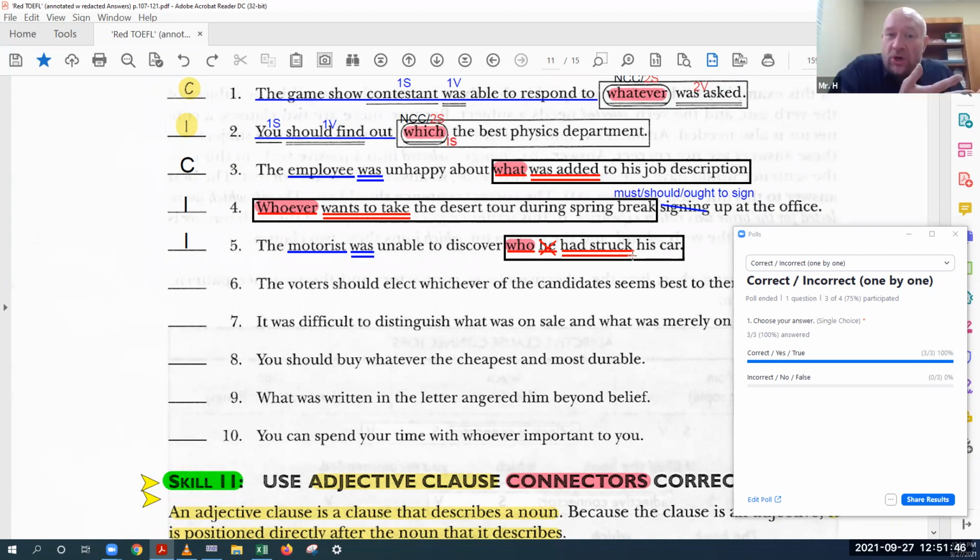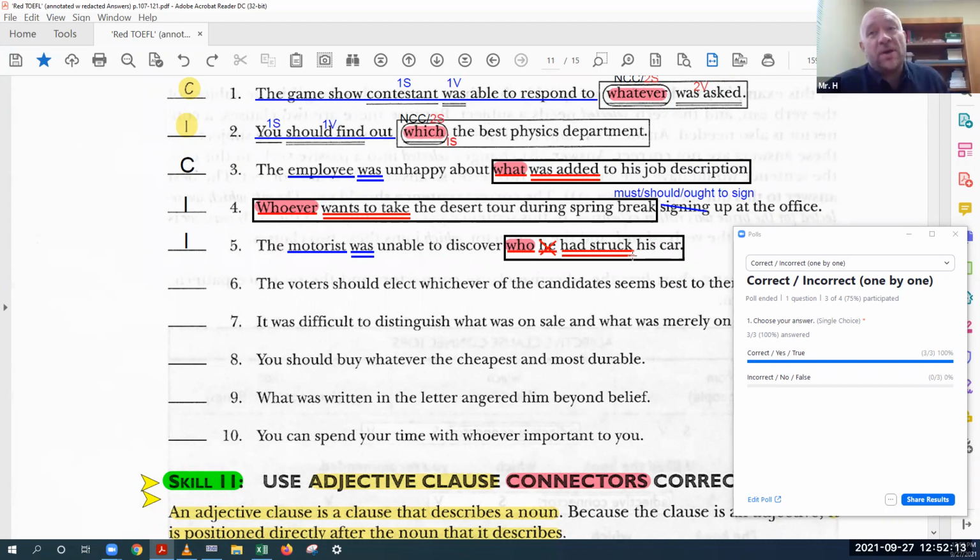So if I don't know who had struck and I say he had struck, what is that? Is that logical? Illogical, right? Okay. So we want one subject only. If you put who, he, then you have a double subject because who is both connector and subject.